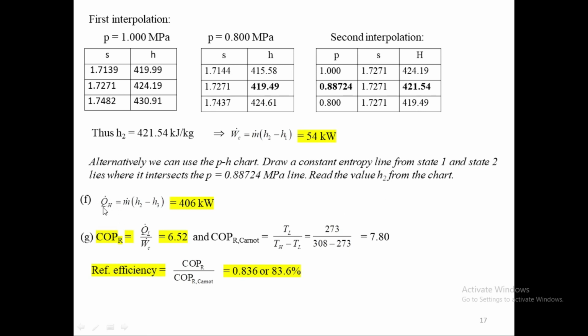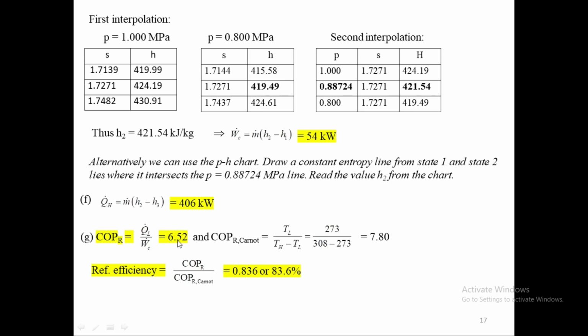QH is the amount of heat ejected in the condenser, which is H2 minus H3 multiplied by the mass flow rate, and it is 406. COPR is QL divided by WC, it is 6.52, and COPR for the Carnot is TL divided by TH minus TL. We know the condenser temperature, we know the evaporator temperature, and we use absolute temperature. So 0 degree was the temperature of the evaporator and 35 for the condenser, but add 273 to it, so we will get 7.80.